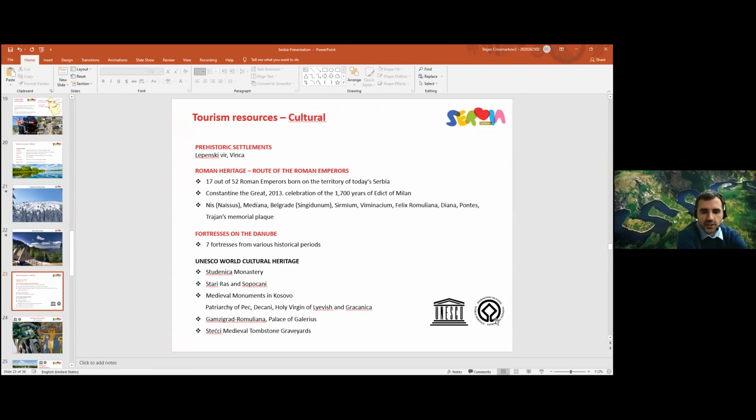As far as the cultural resources are concerned, we have 5 inscriptions of the UNESCO World Heritage, mostly medieval monasteries, you can see below.